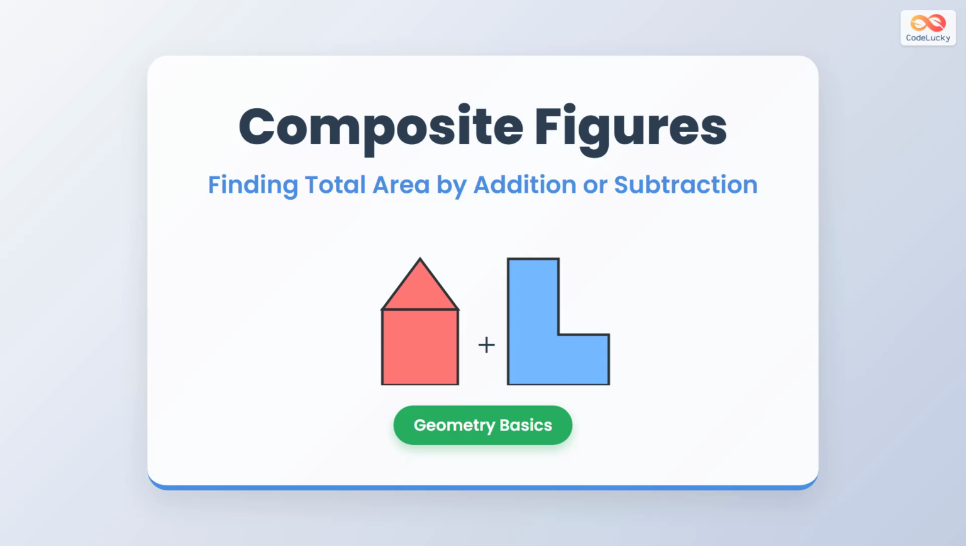Hello and welcome to this geometry lesson on composite figures. Today, we are going to learn how to find the total area of complex shapes using two powerful methods, addition and subtraction.